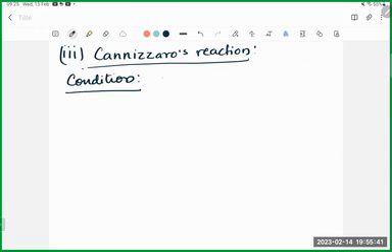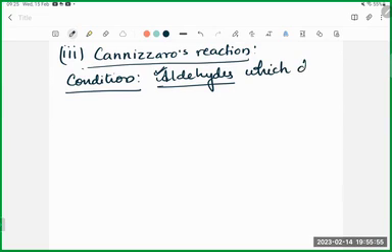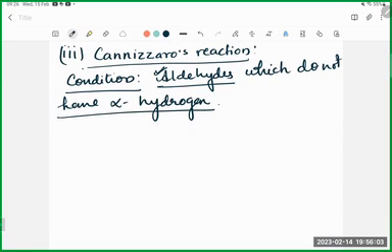Okay, if you are taking aldehydes or ketones, it is not possible, because they will obviously have the alpha hydrogen. So the only applicable compound is aldehydes, right? Aldehydes which do not have alpha hydrogen participate in this reaction. They go for the Cannizzaro reaction, and they are treated with alkali and give a compound.